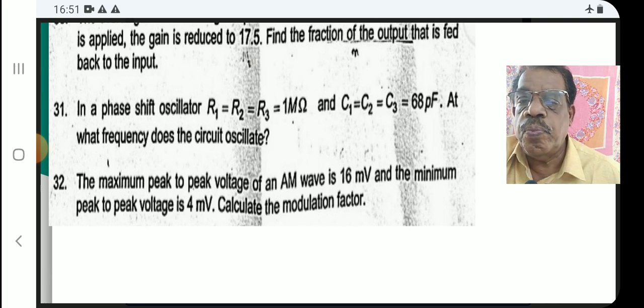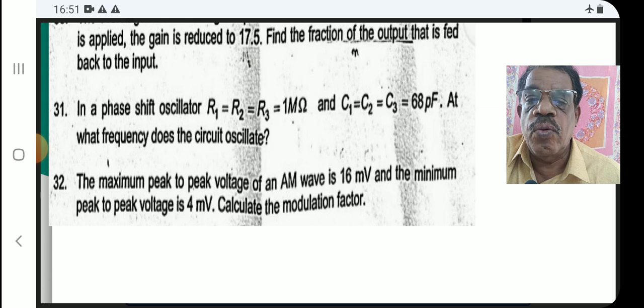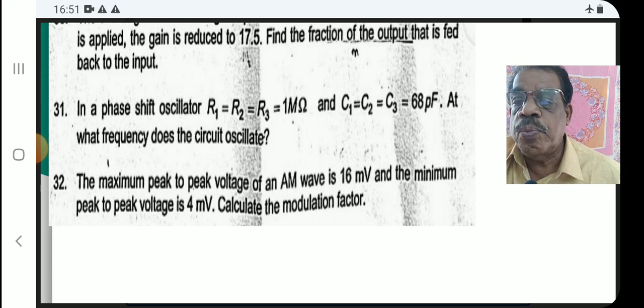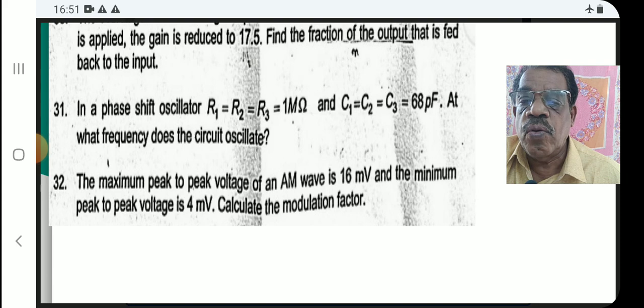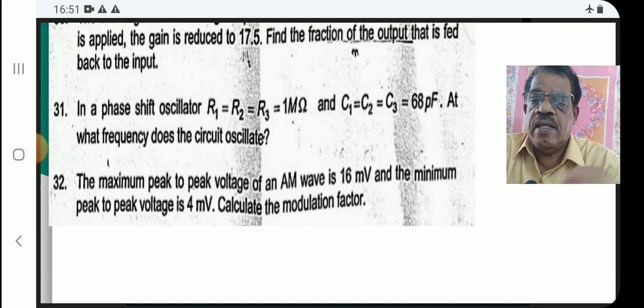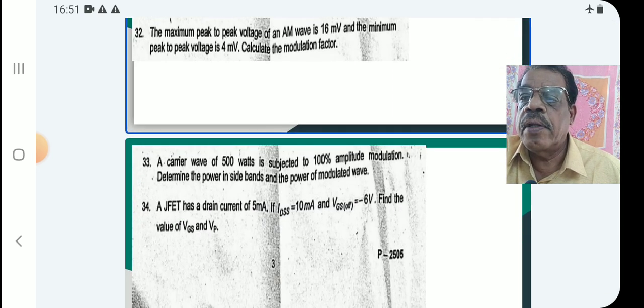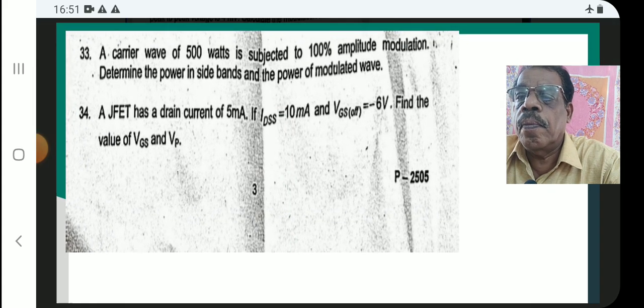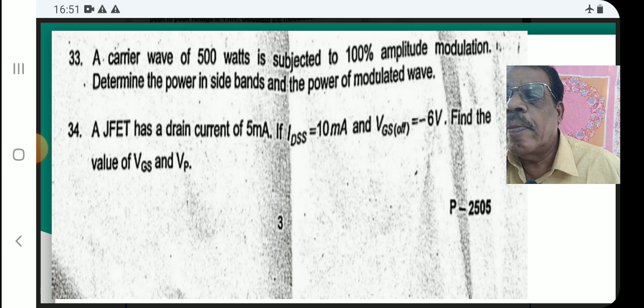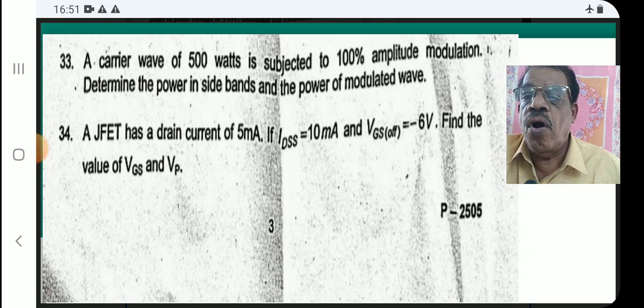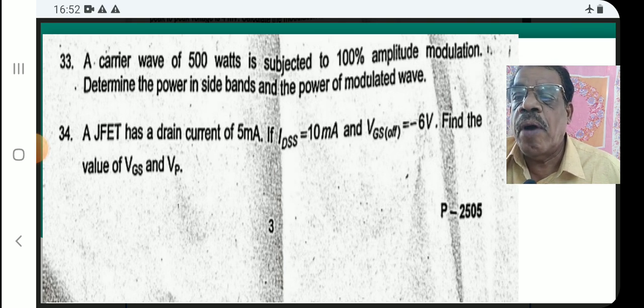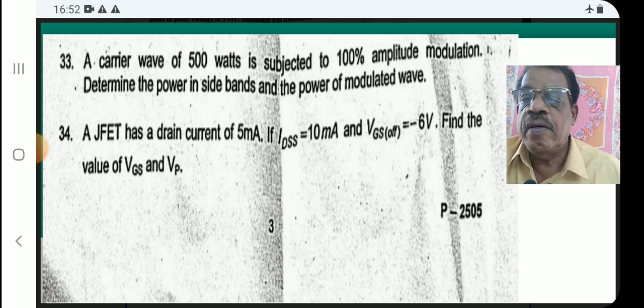Number 32. The maximum peak-to-peak voltage of an AM wave is 16 millivolt and the minimum peak-to-peak voltage is 4 millivolt. Calculate the modulation factor. Number 33. A carrier wave of 500 units is subjected to 100% amplitude modulation. Determine the power in sidebands and power of modulated wave.